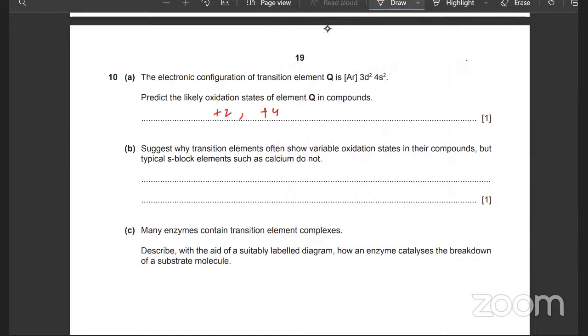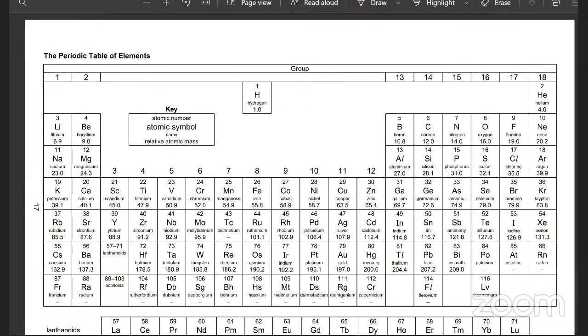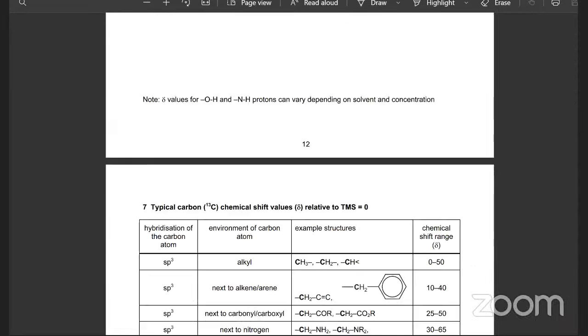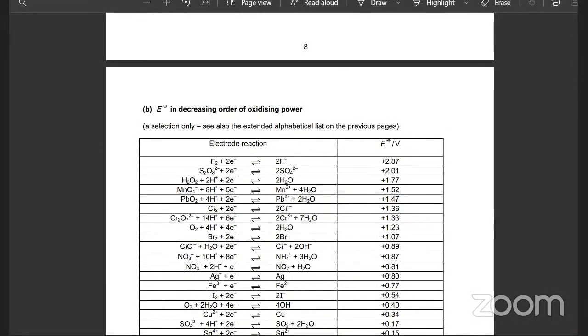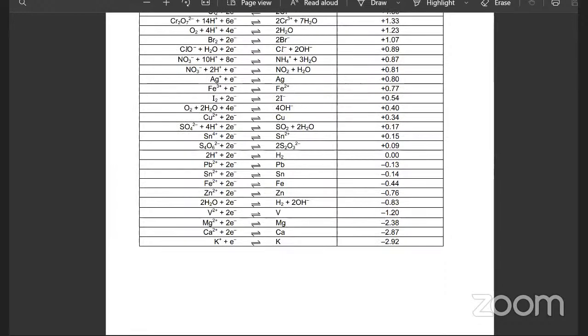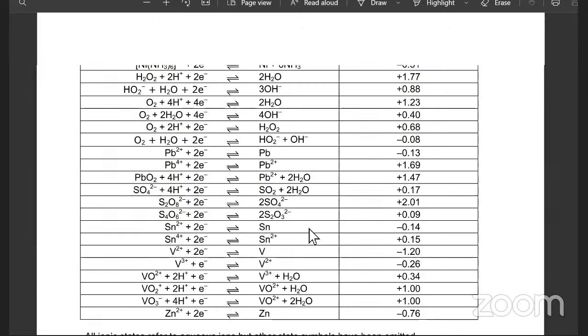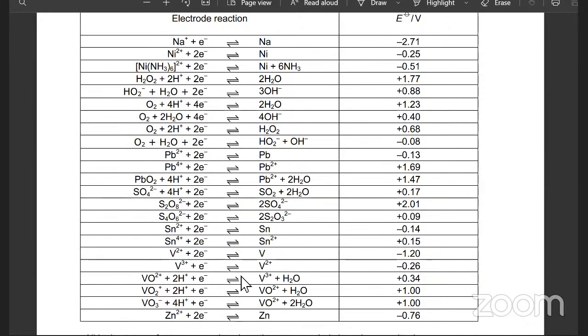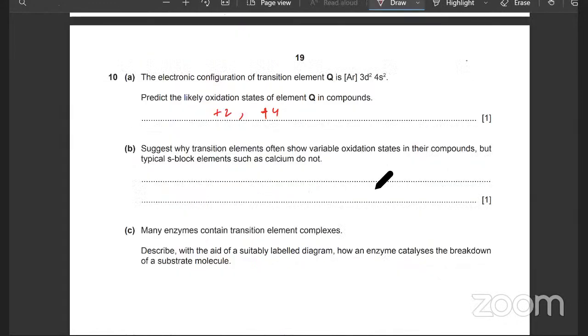And you can go with +4. So titanium has these two likely oxidation states of compound Q. So you can write one of them. If you're confused, you can even look for titanium in the data booklet, which I don't think would be given in the data booklet. But whenever you're confused about oxidation states, you can open the electrochemistry table. But over here, I don't think titanium would be present. No, it's not. So for titanium, make sure you remember the most likely oxidation states.